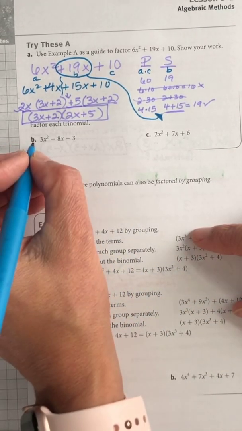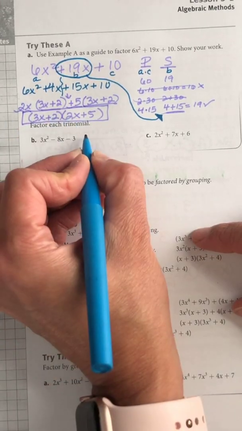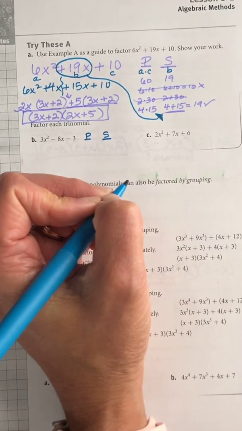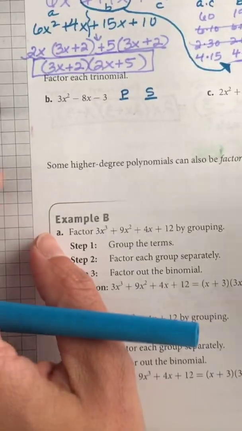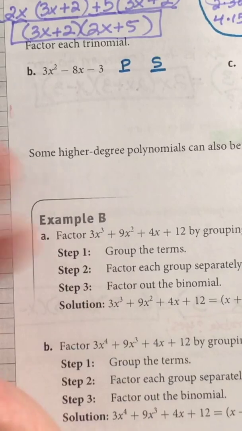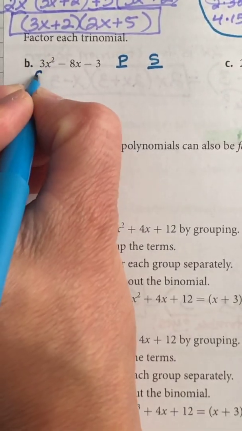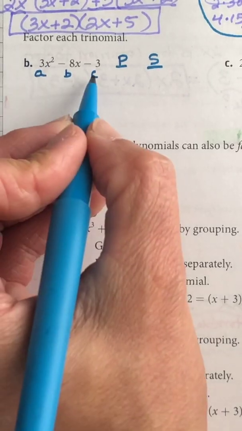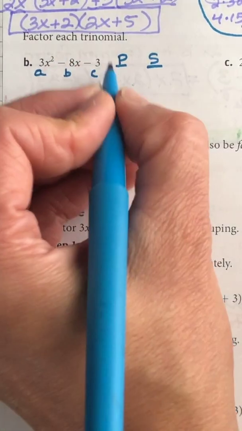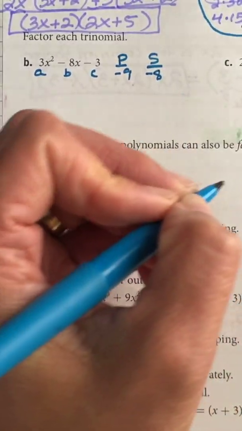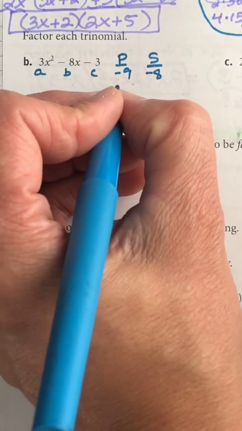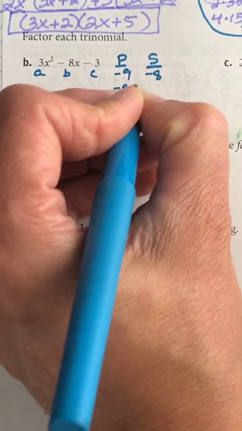All right. So 3x squared minus 8x minus 3. If we do product sum. Let's zoom in a little bit because I'm writing kind of small. All right. The product, well, let's identify ABCs. Okay. A times C would be 3 times negative 3. It's negative 9. And B is negative 8. So two numbers that multiply to negative 9 and add up to negative 8 are going to have to be negative 9 and a positive 1.